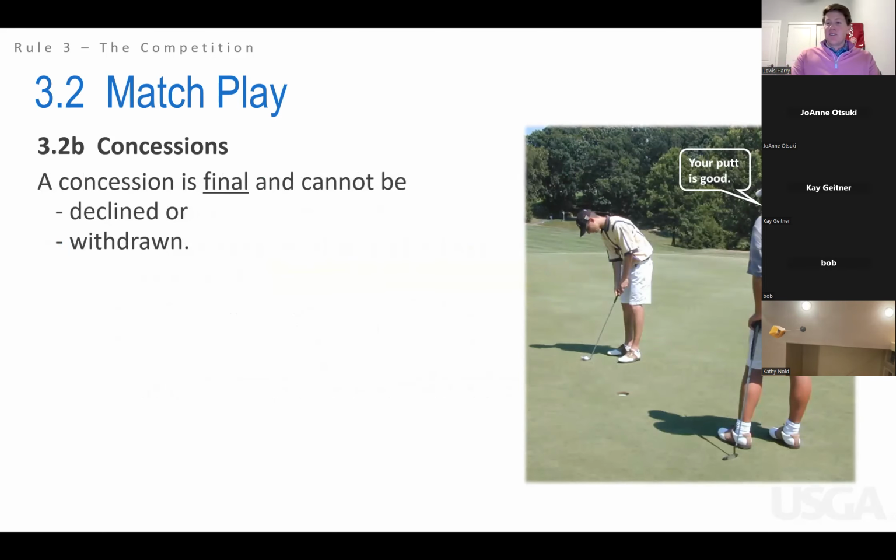Key thing about concessions is there is no going back once you make a concession. A concession is final and you cannot withdraw it. On the other side of that fence, your opponent can't decline the concession. If I concede a hole and my opponent says, no, I'm not going to accept your concession, not their choice. That concession cannot be declined, nor can I take it back once I have given the concession. So I always say that the concession cliff is a pretty steep one. Once you go over it, there's no going back.